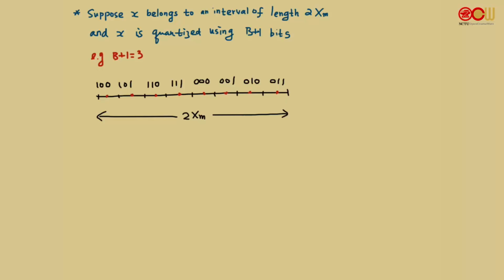And the length of each cell here is what we call the step size, and we give it the name delta. Step size delta will be the range 2Xm divided by the number of cells, which is 2 to the b plus 1. So it's equal to Xm over 2 to the b.